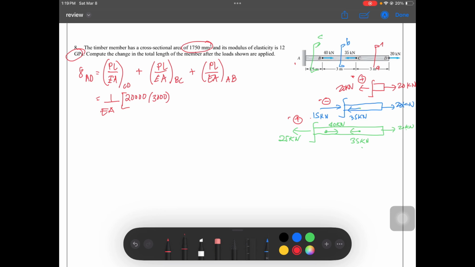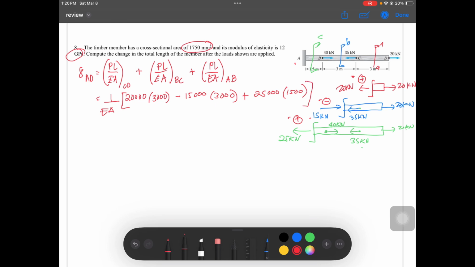So, next, ano ang para sa section BC, it is negative. Negative tayo dyan. And it is 15 kilonewton. That is 15,000. Ang length niya ay 3 meters din. So, 3,000. And then next, ano ang sa section AB? 25 kilonewton na positive dahil tension. So, positive 25 kilonewton. So, that is 25,000. Ano ang length niya? It is 1.5 meters. So, 1.5 tayo dito.